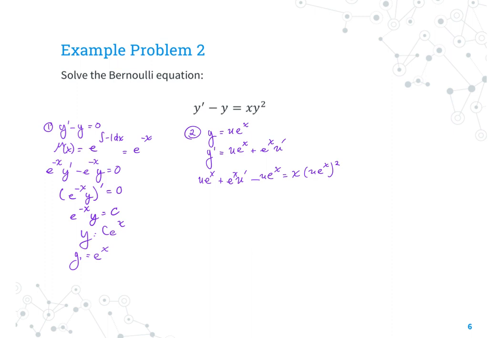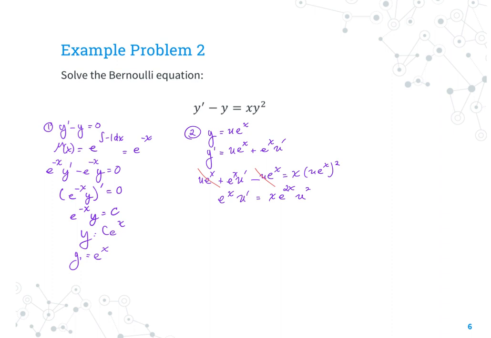So we end up with u e to the x and u e to the x canceling out here. So when we simplify, we find that we have e to the x u prime equals x e to the 2x u squared. Right? When we do e to the x and we square it, we multiply their exponents because it's an exponent raised to an exponent. And u also becomes squared, so we can't forget the square on the u, and then we have an x multiplied by all of it.